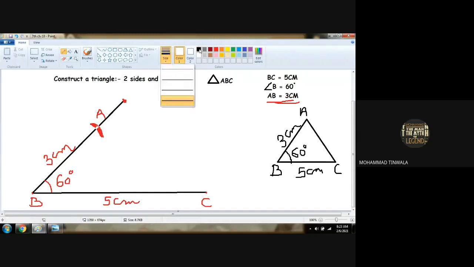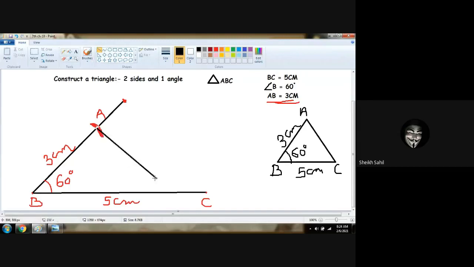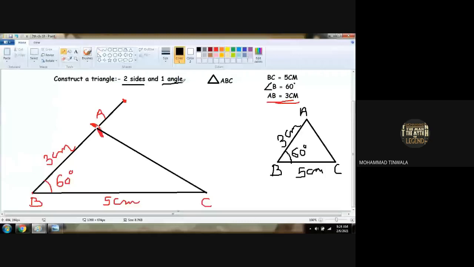Now what will we do? Now we will join the third line. Join point A and point C, the third line. So this is the triangle we prepared with the help of two sides and one angle. Anybody has any doubt with this? No doubt. We don't care about the third side.